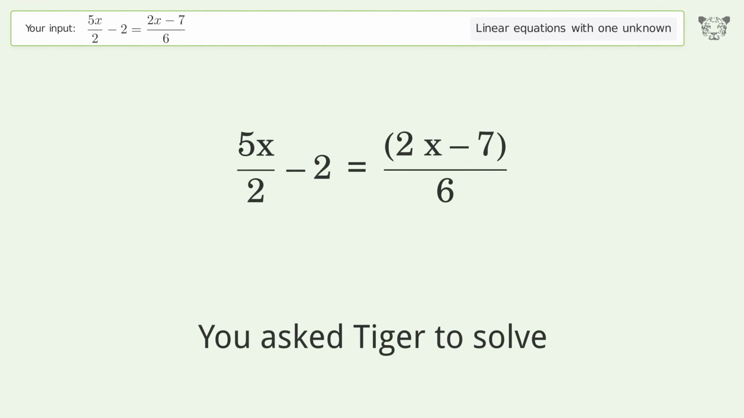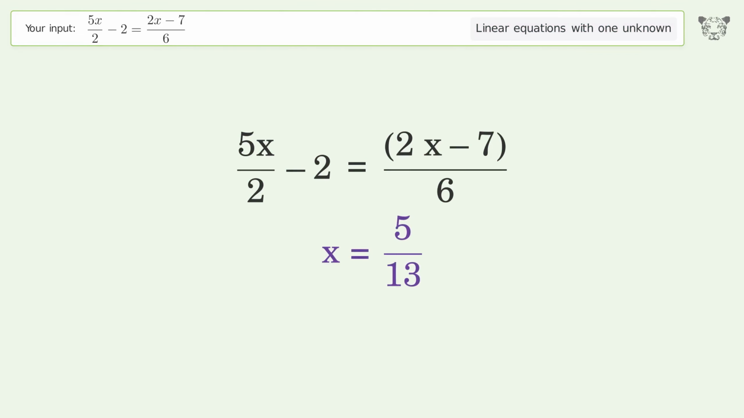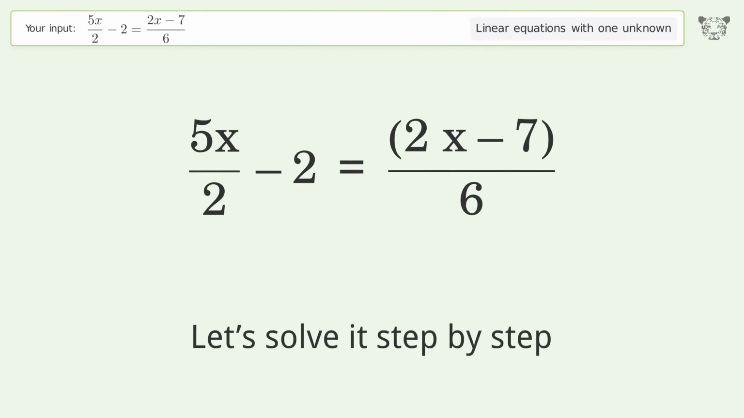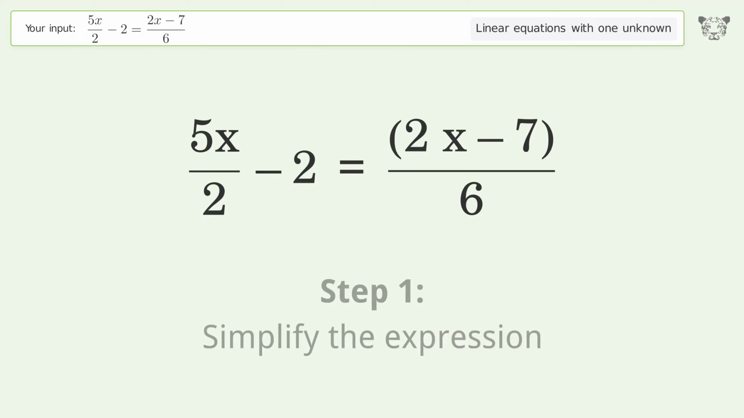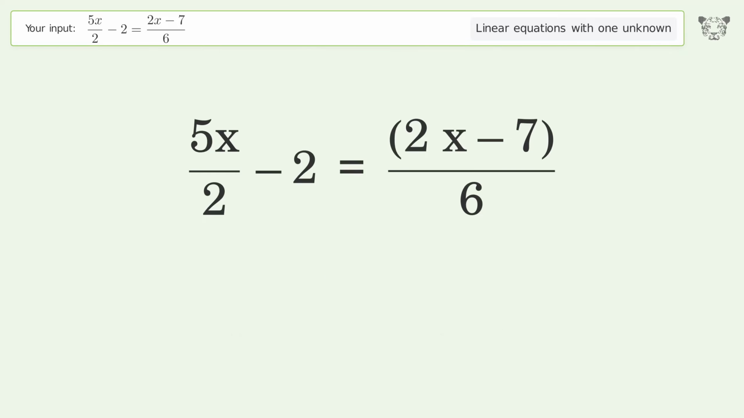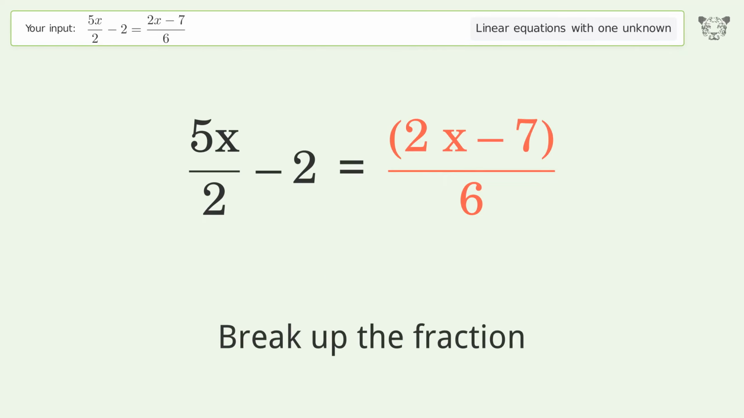You ask Tiger to solve. This deals with linear equations with one unknown. The final result is x equals 5/13. Let's solve it step by step. Simplify the expression. Break up the fraction.